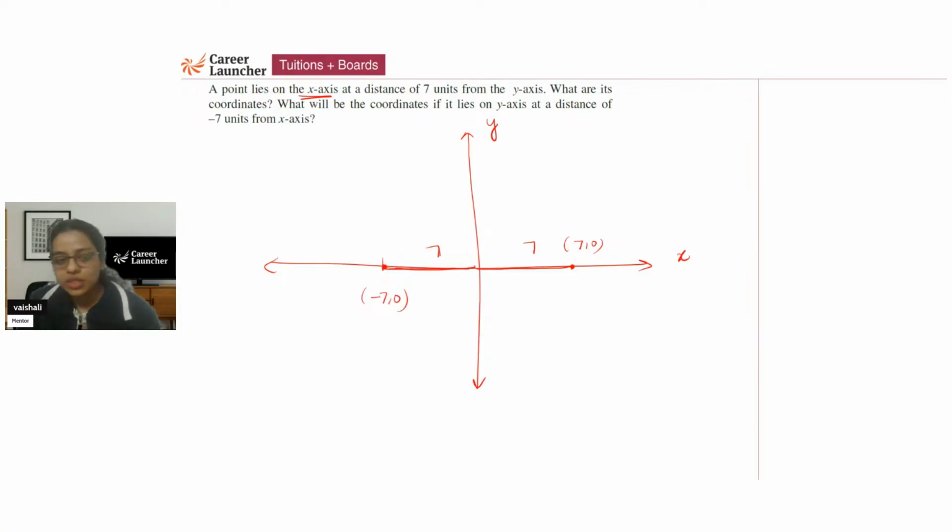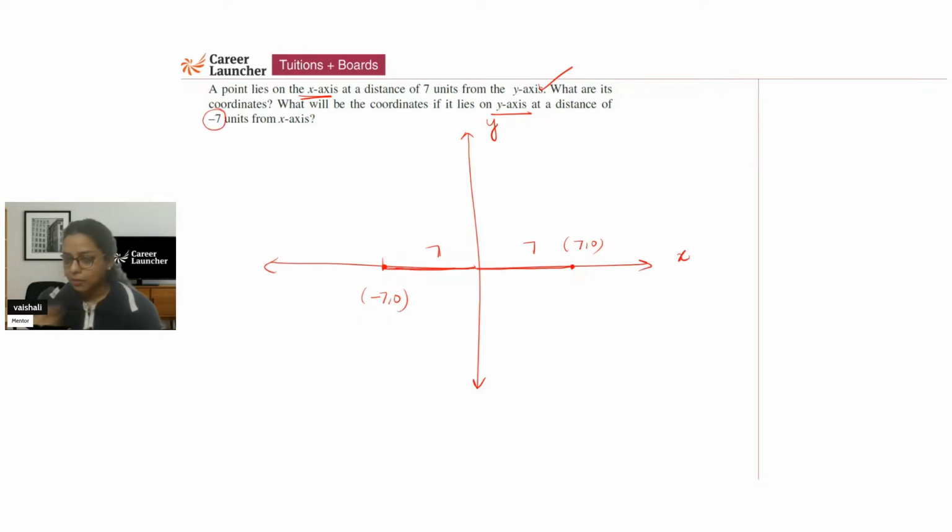So these are the two possibilities, right? Now they are asking us what will be the coordinates if it lies on the y-axis at a distance of -7 units from the x-axis. Now if you will see, the first half of the question is done. They're asking us now, if I'm considering -7 units.